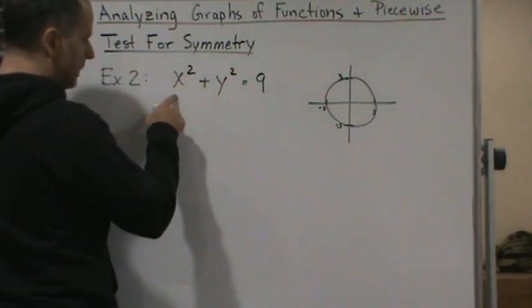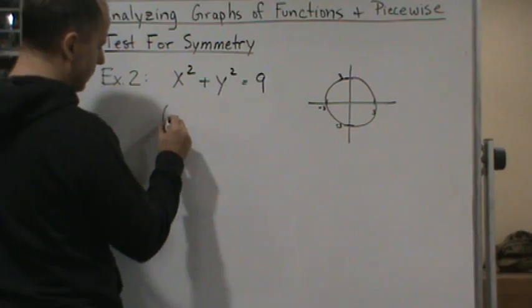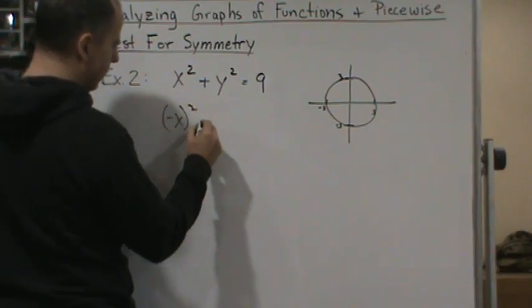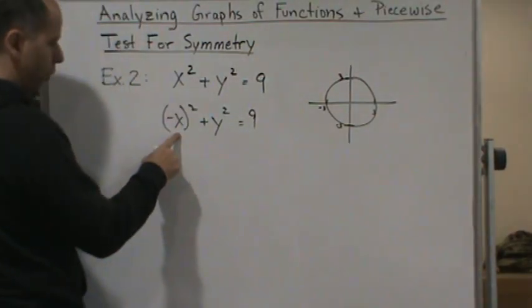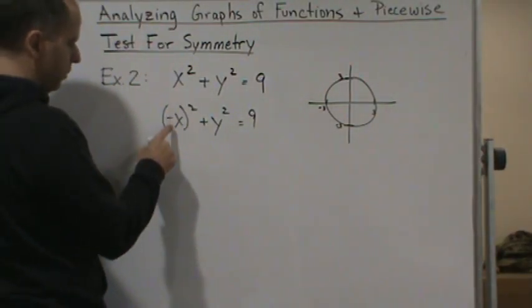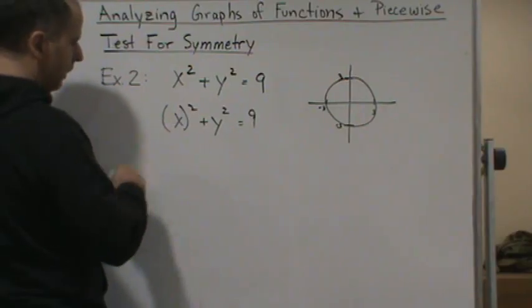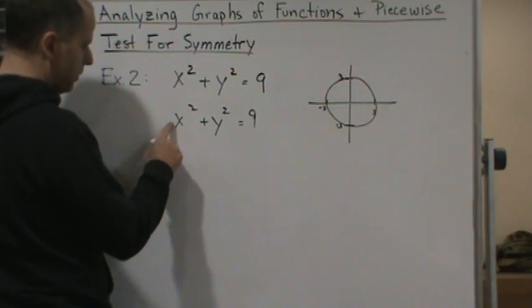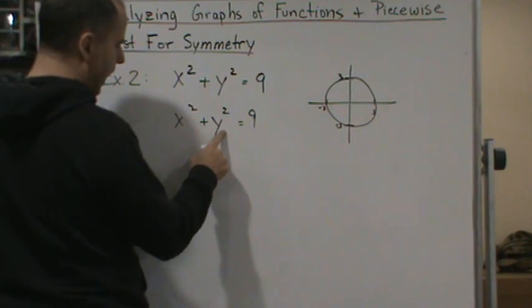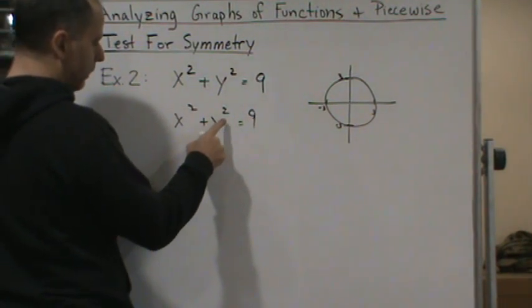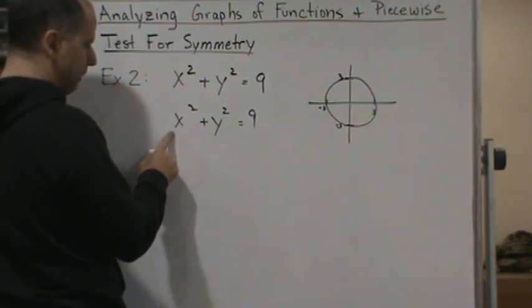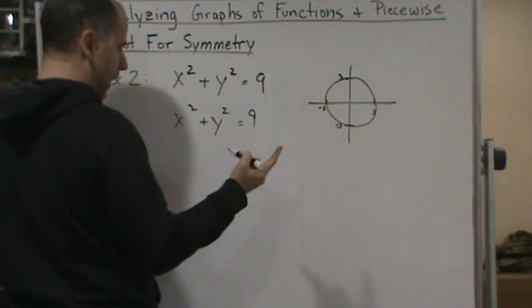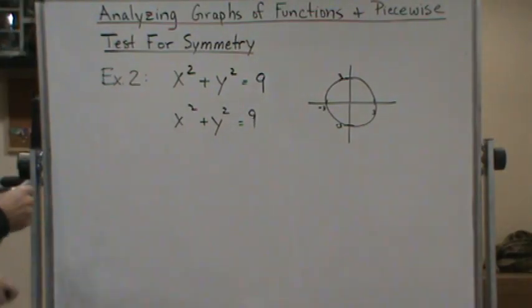So I replace x with negative x. That's going to give me negative x squared plus y squared equals 9. And as we saw before, this is just going to simplify to x squared plus y squared equals 9. Okay, so we get the same thing back. Same thing's going to happen when I replace y with negative y. And of course, the same thing's going to happen when I replace both of them at the same time, right? So in all 3 cases, it passes all 3 tests.